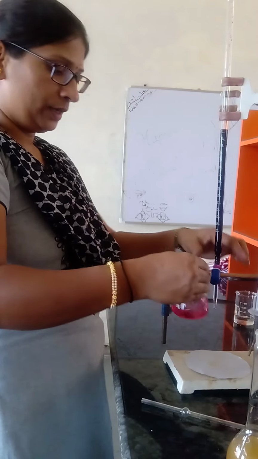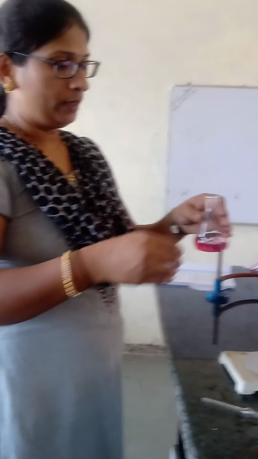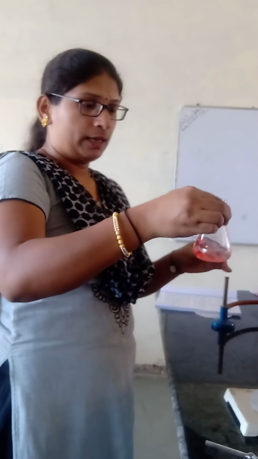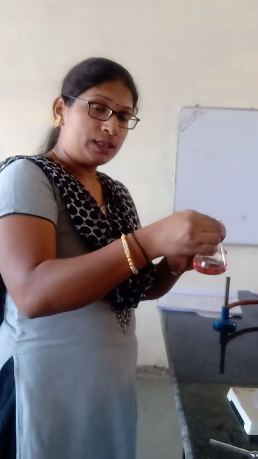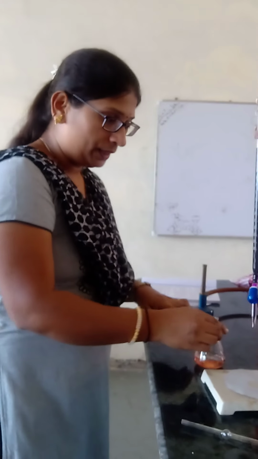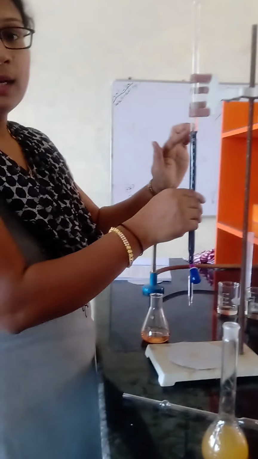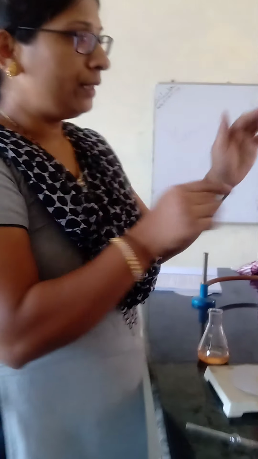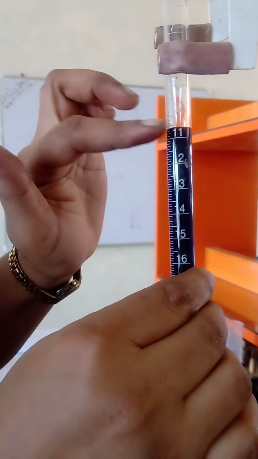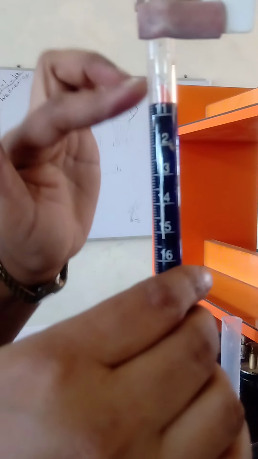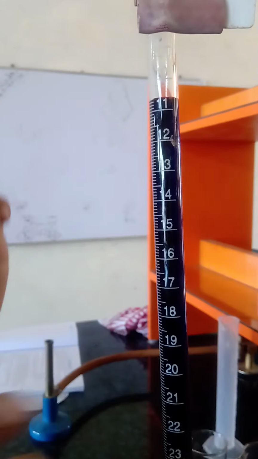See, this is the coloration you have to get. It is a light pink coloration. See, this is now staying, not disappearing. So this is your end point. The reaction will complete here. At this time you will note down the reading in the burette. Now this reading is between 10 and 11. After 10 comes 11, and this is the last middle line. So it is 10.5. You should be able to read the burette.